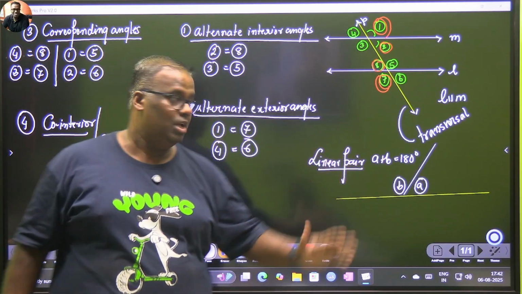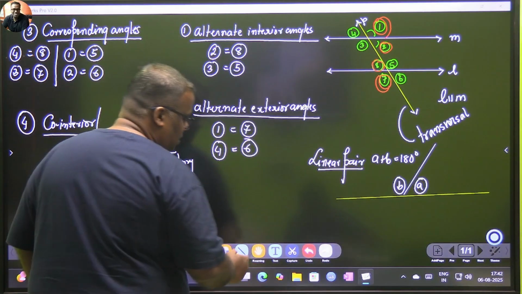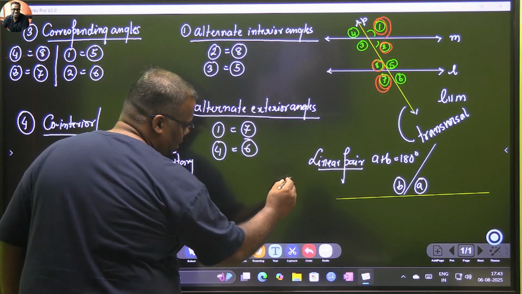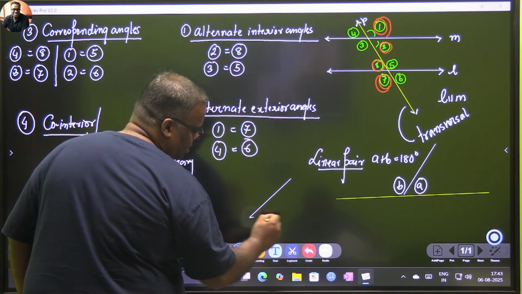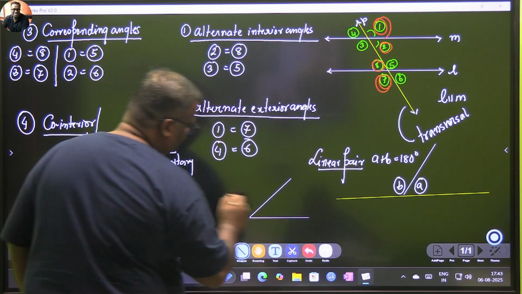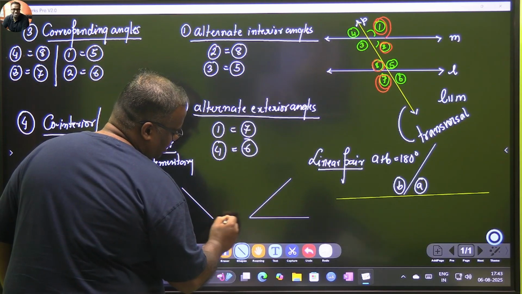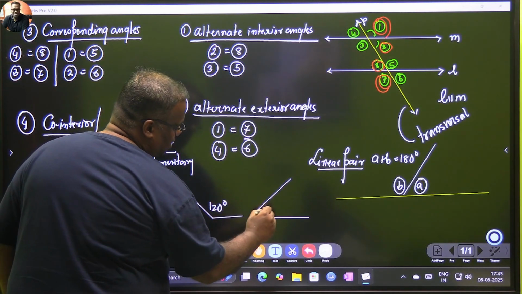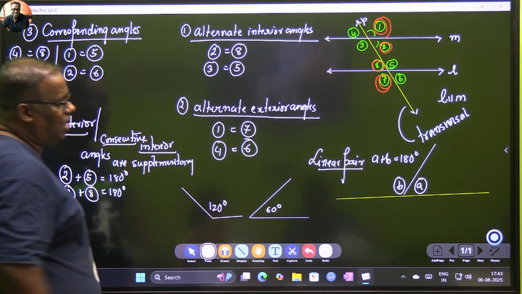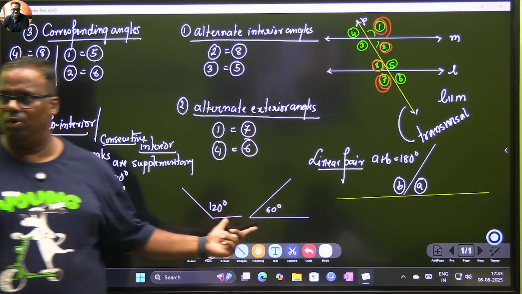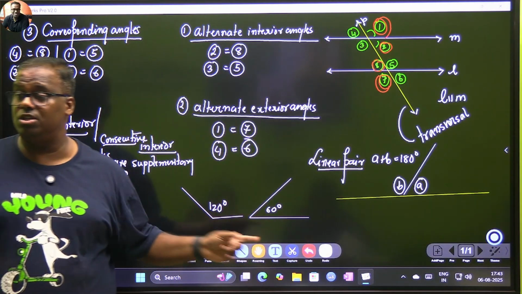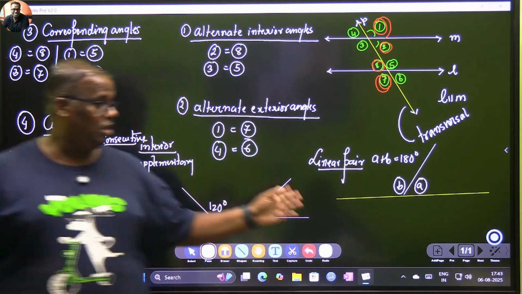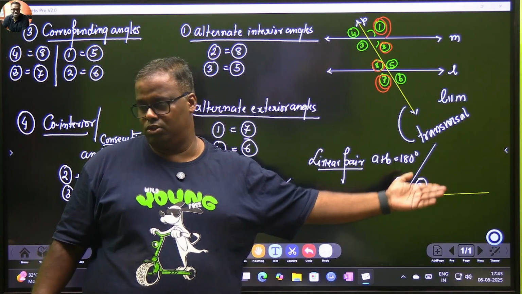Have you understood the difference between supplementary and linear pair? Suppose this is a 60 degree angle, and with this I have another 120 degree angle. Let me write it. Say this is 120 degrees, and this is 60 degrees. These are two different angles. They will add up to 180. We will call them supplementary, not linear pair. For linear pair, they should be on the same straight line.